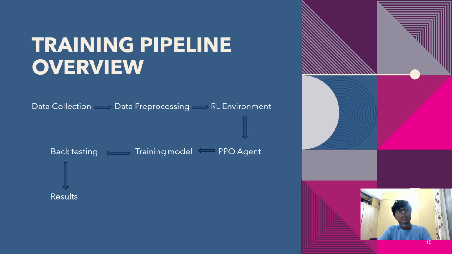Then you have the RL environment, which has the step and the reset functions. The PPO agent contains the actor-critic pair. The PPO agent is then trained in the RL environment with 8.5 years' worth of data, and the remaining 1.5 years, close to 500 days, is backtested. Then a variety of metrics and insights are gained, and the results are documented.